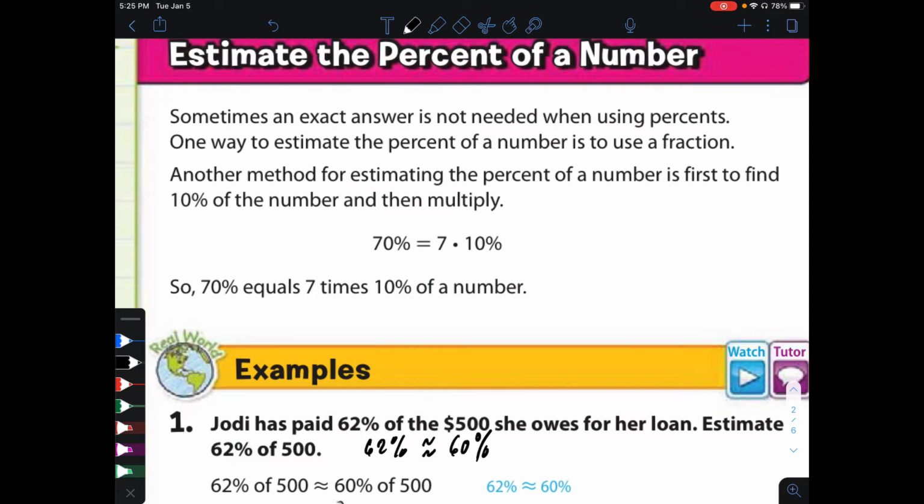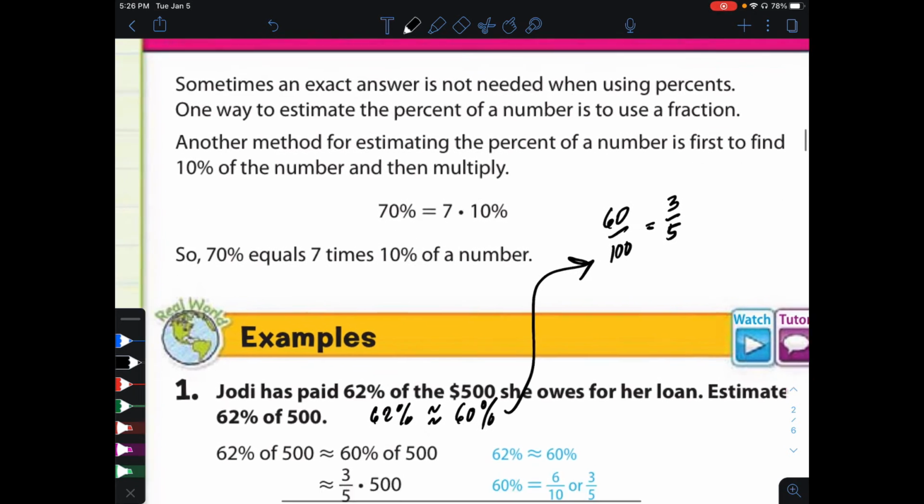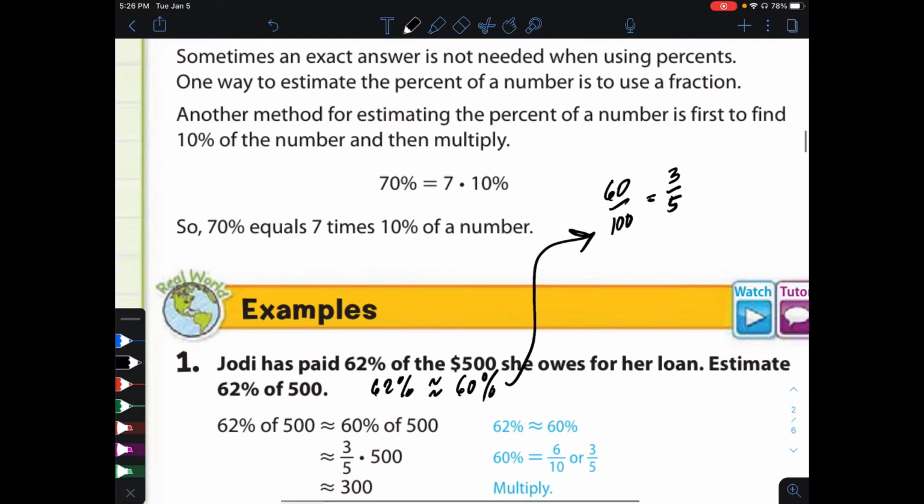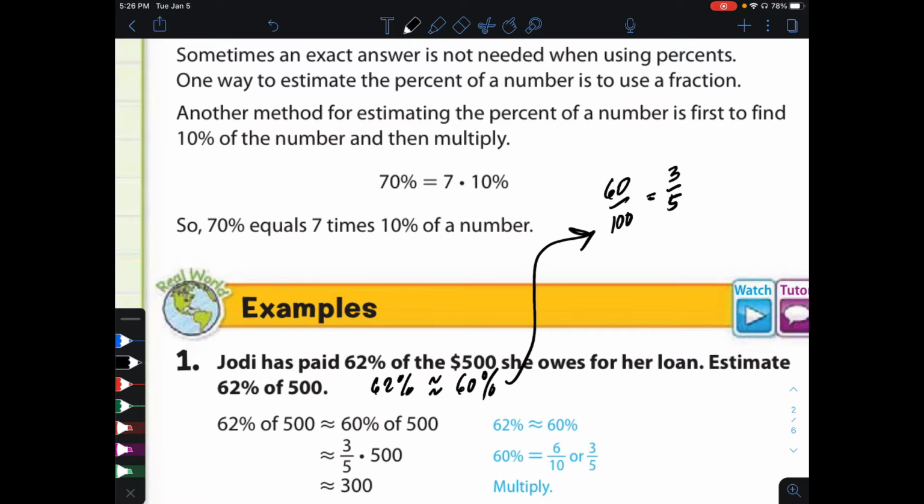We also know that 60% as a fraction, so we need to know our fractions. 60% is 60 over 100, or as a fraction in simplest form, 60% is 3 over 5. So we will get 3/5 of 500, okay? And then we multiply 3/5 of 500, which should be equal to 300. Why? Because this is 1 and this is 100. And multiplying 3 times 100 will give us 300. So 62% of 500 is approximately 300.